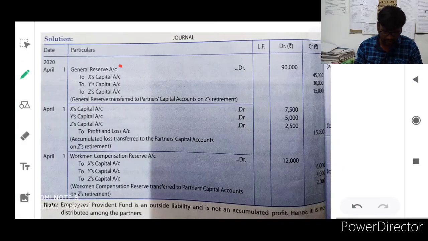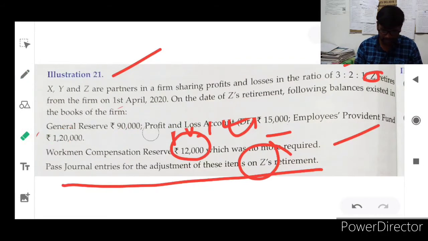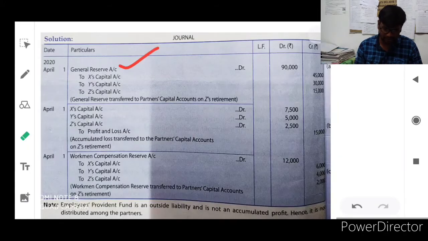So here, general reserve account debit to all the partners' capital accounts. Why? Because general reserve 90,000 is available in our existing balance sheet. So they are using the existing profit and loss sharing ratio, that is 3:2:1. So 90,000 is going to be divided and given to all the partners as per their existing profit and loss sharing ratio, not only for continuing partners and not only for the retiring partner. For all the partners, they are going to distribute 90,000.